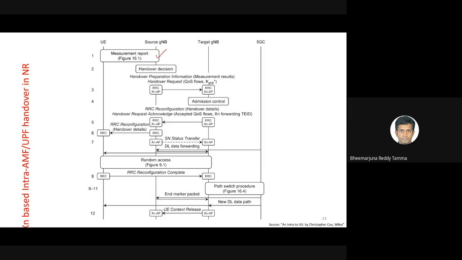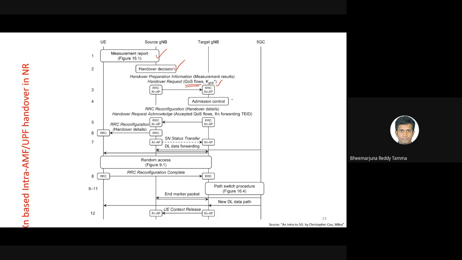Yes, we have done the measurement report configuration and are getting the measurement report from the user equipment. And the source gNodeB has decided to do the handover. Then it has sent the handover request, where it is providing the information related to the QoS flows, and also the keys related to user authentication. Because everything goes encrypted in the wireless medium, all the encryption keys also have to be passed on to the target gNodeB.